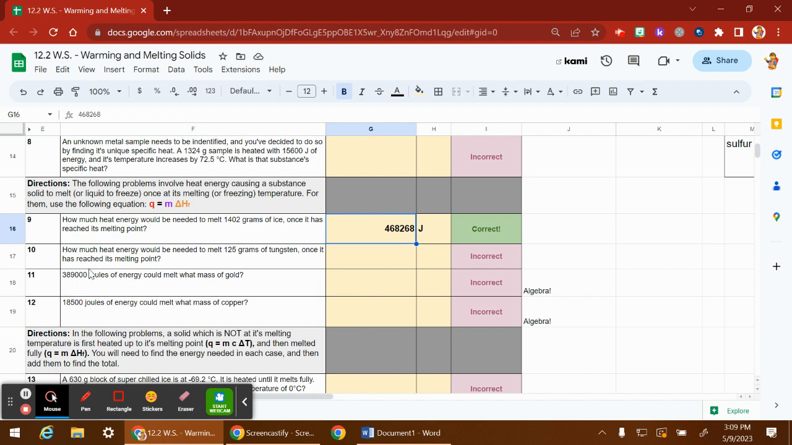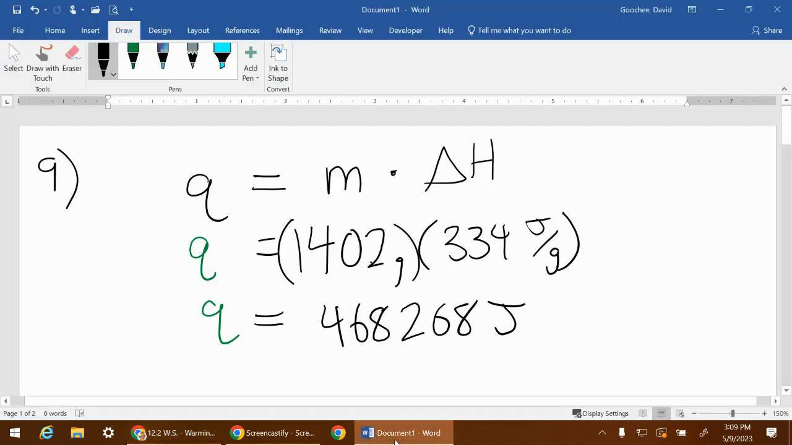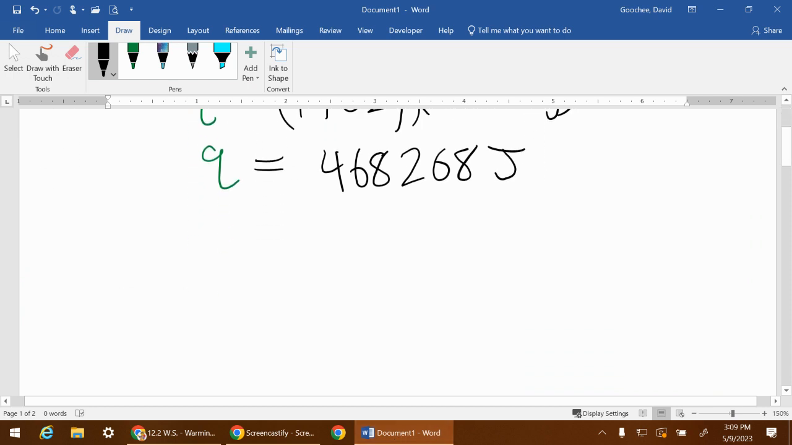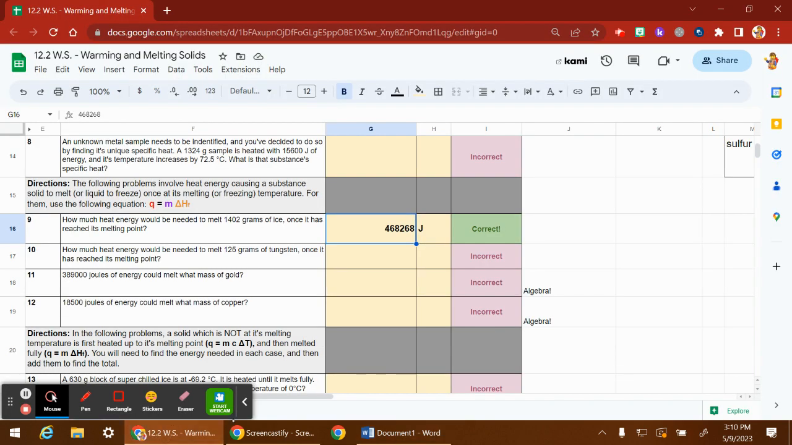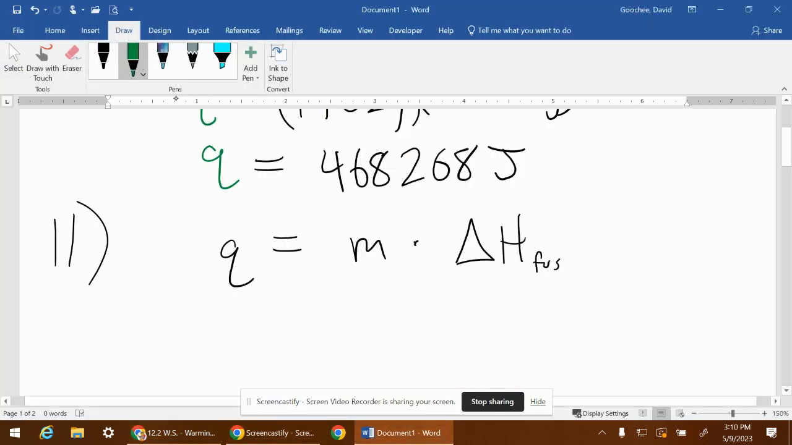All right, now on to problem 11. If you have 389,000 joules of energy, what mass of gold could it melt? Now we're using the same equation. The energy it takes to change something's phase is equal to its mass times the heat of phase change. So let's take a look at what this problem is giving us. It wants to know what mass of gold. So we are solving for mass.